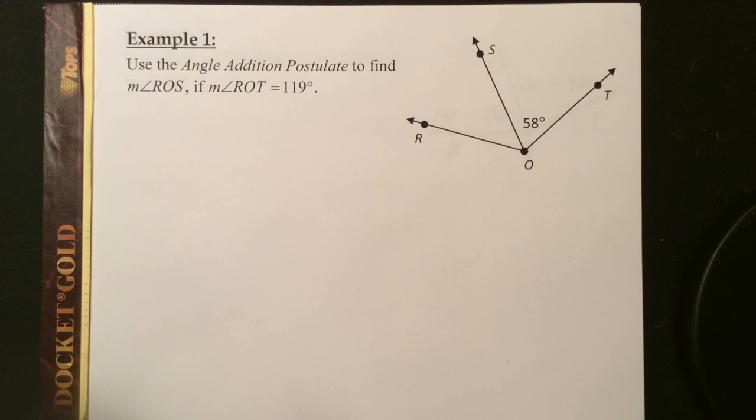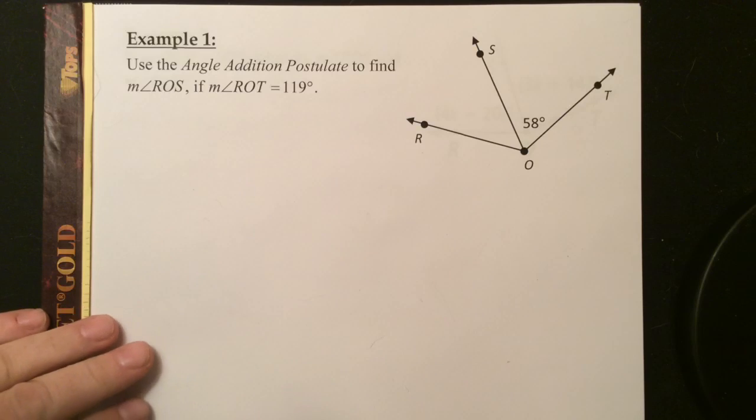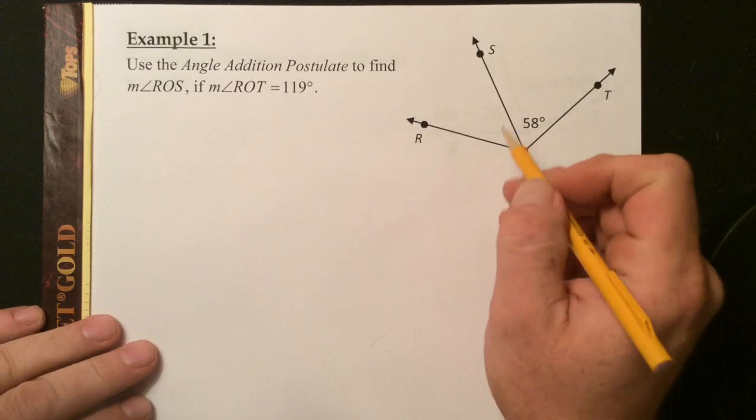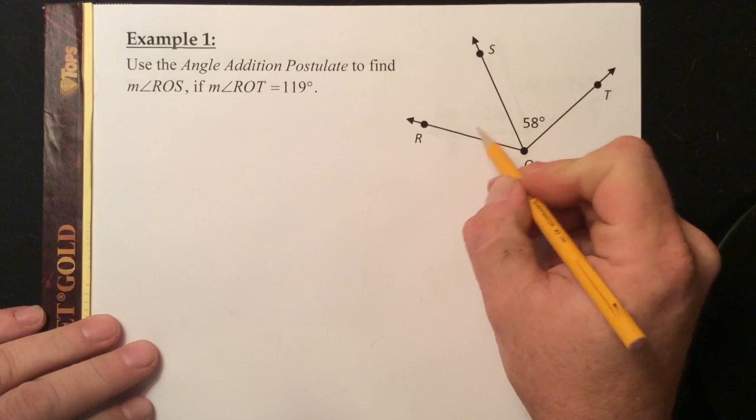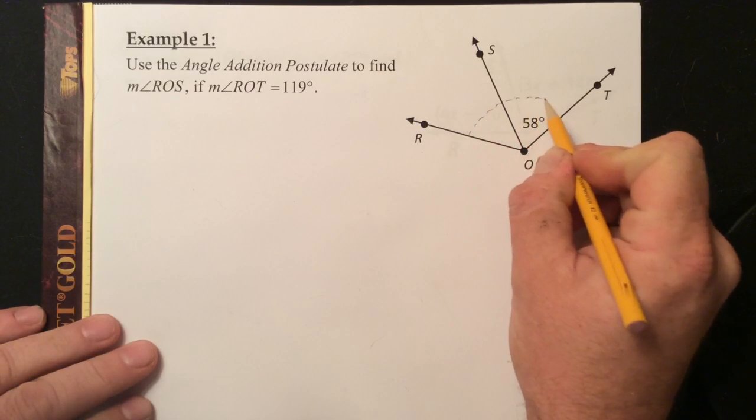In this video, you will learn to apply the new postulates and theorem you were introduced to, use the definitions of various pairs of angles from the previous lesson to find angle measures, and to perform constructions that involve angles. Example 1. Use the angle addition postulate to find the measure of angle ROS if the measure of angle ROT is 119 degrees. So ROT right here is 119 degrees.